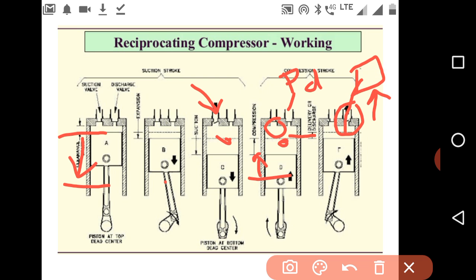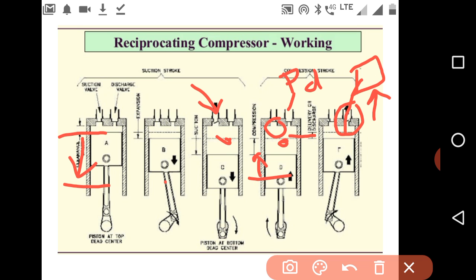As soon as the pressure reaches the desired pressure equal to the discharge pressure, the delivery valve will get open, and it will supply to the receiver.